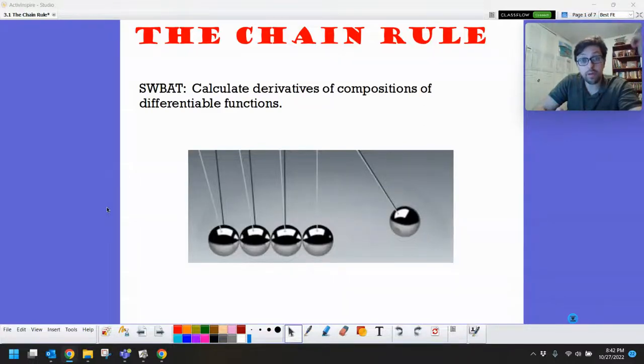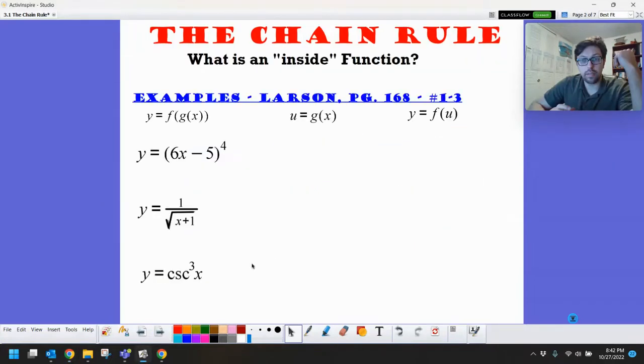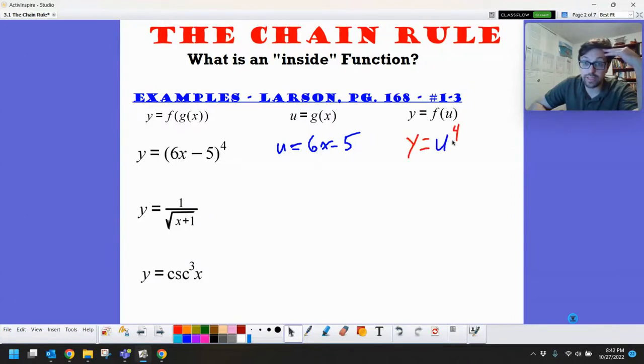Hello, in this video we're going to be talking about the chain rule, which is finding the derivative of composite functions. In order to do the chain rule, one of the things that we need is this idea of an inside function. So when we have a composition, say we wanted to find the derivative of this thing, this is actually a composition of two separate functions. There is this inner part of 6x minus 5, and then this outer part of x to the 4. So really, this is a composition of 6x minus 5 and a to the fourth.